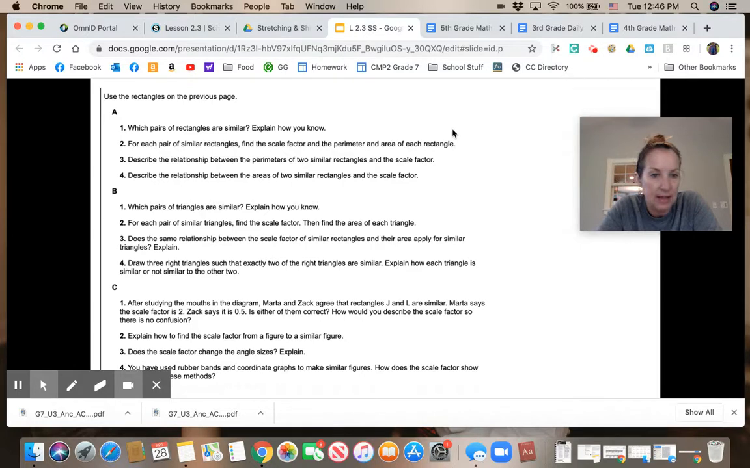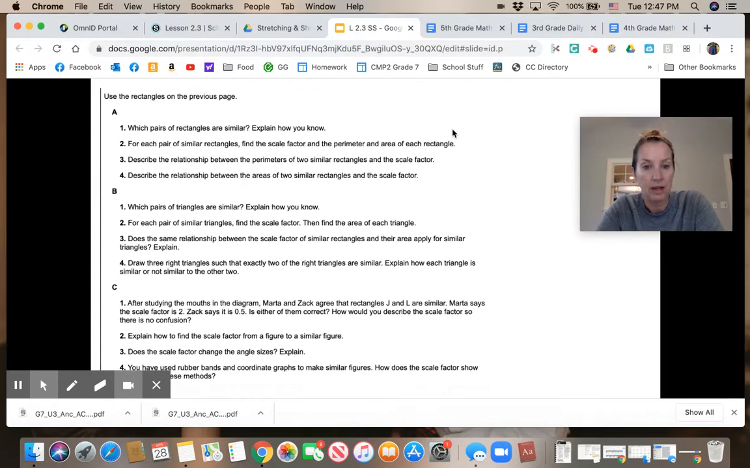Question C says, after studying the mouths in the diagram, Marta and Zach agree that rectangles J and L are similar. Marta says the scale factor is 2. Zach says it is 0.5 or half. Is either of them correct? How would you describe the scale factor so there's no confusion? So it sounds to me like they might both be correct.